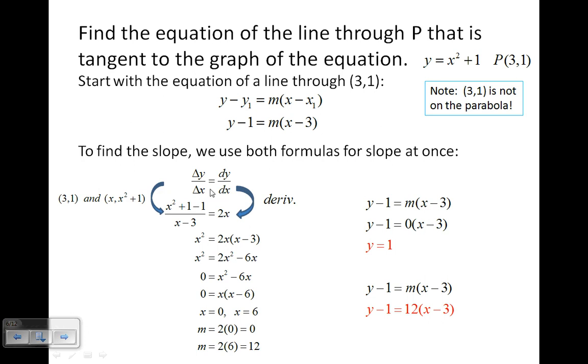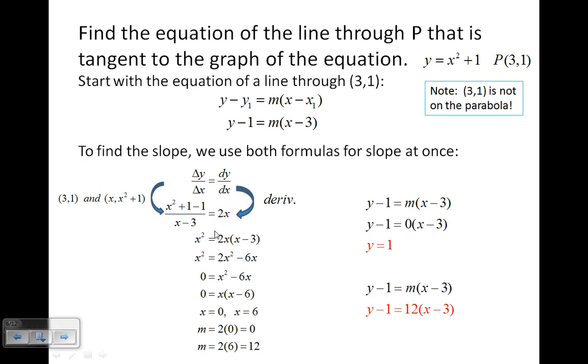So what I do is I think of slope as being both the Algebra 1 way of doing it, change in y over change in x, and the derivative, the calculus way. So I have a point 3, 1, and then I have some point on the parabola, x squared plus 1. If I do my change in y over change in x, just like an Algebra 1 student would do, I have the left side of this equation. And if I take the derivative, as a calculus student would do, I have 2x. These things should be equal because the slope of the curve should equal the slope of the line.